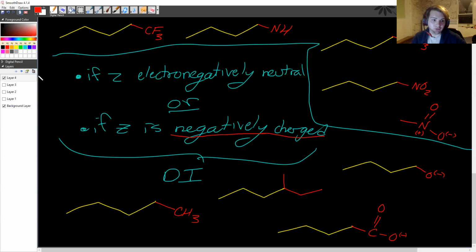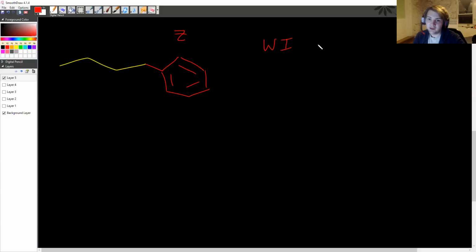So I have a question for you. If we have a chain like this, here's our drug, but the group that's added on is a benzene ring. So this is the group, this is Z. Is this withdrawing inductively or donating inductively? Well, this is going to be withdrawing inductively. The reason is because we can get a resonance structure that puts a positive charge. Actually, would it be neutral?